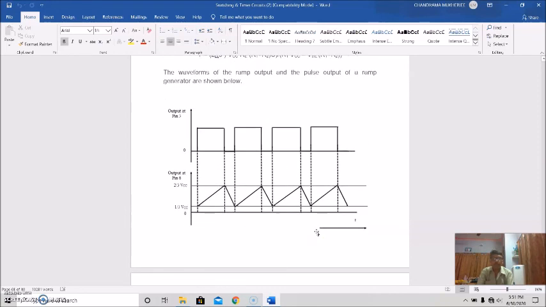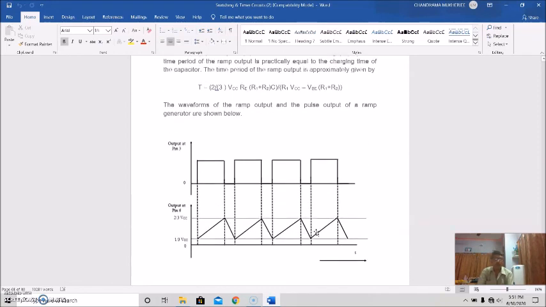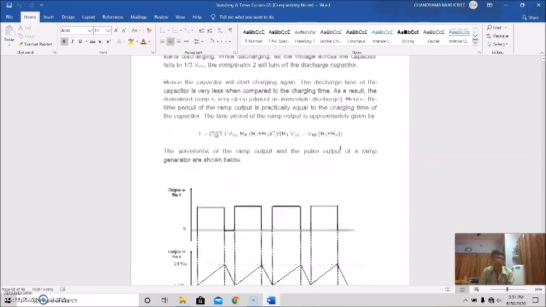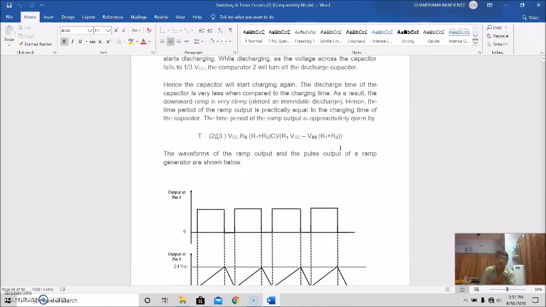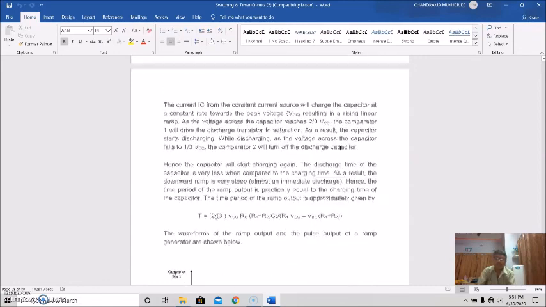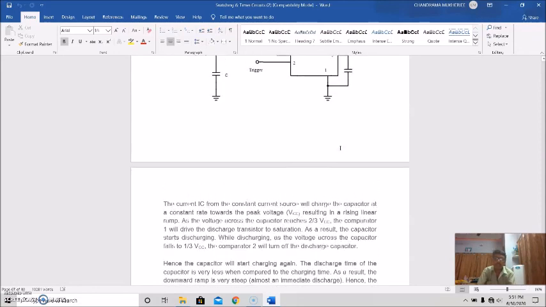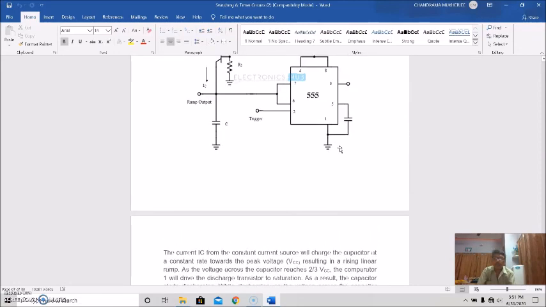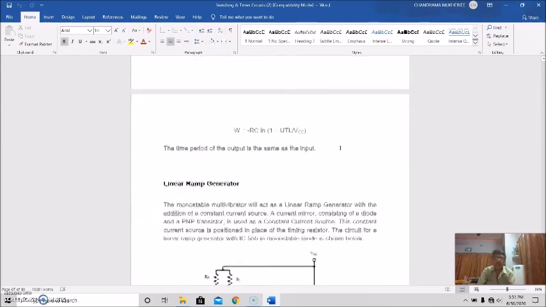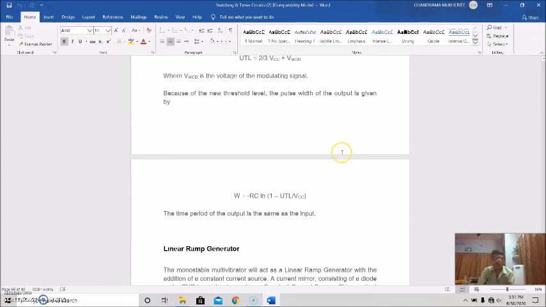So that's all for the monostable multivibrator using the 555 timer circuit used as a linear ramp generator. So far we have discussed the application of the monostable multivibrator as a frequency divider circuit, as a pulse width modulator circuit, and then the linear ramp generator circuit.